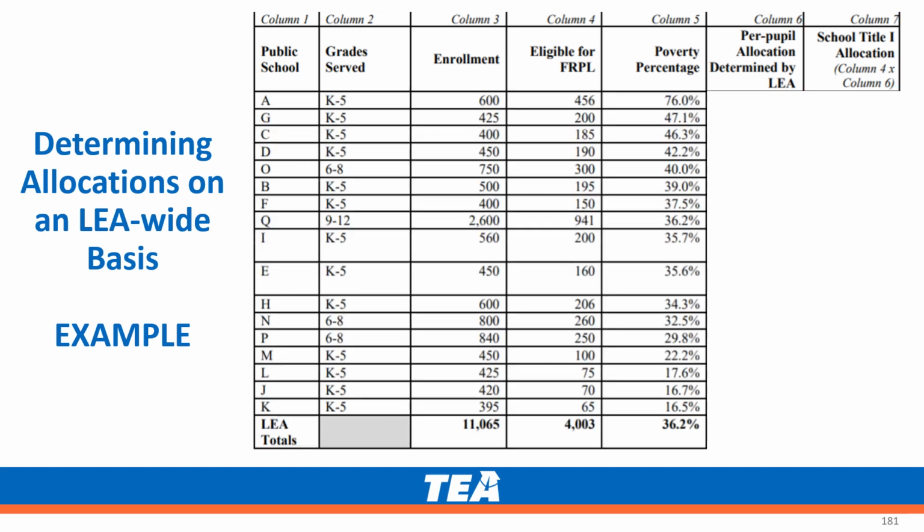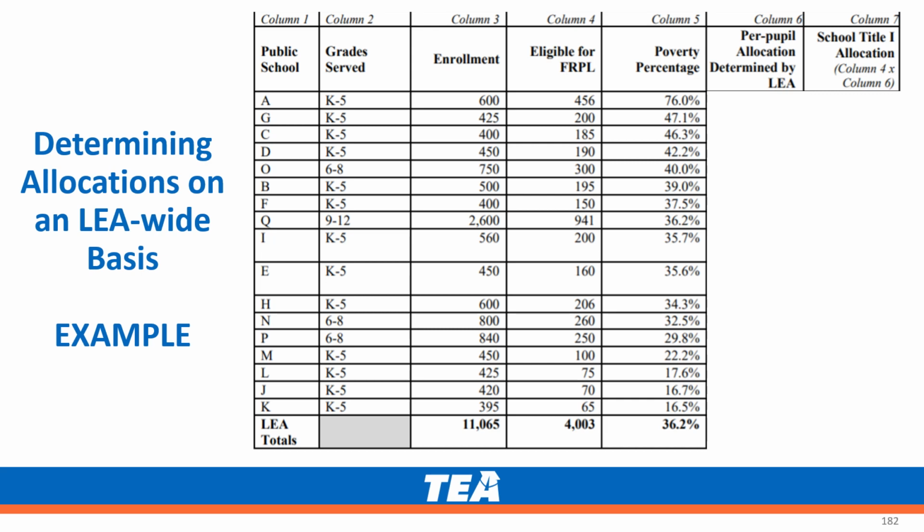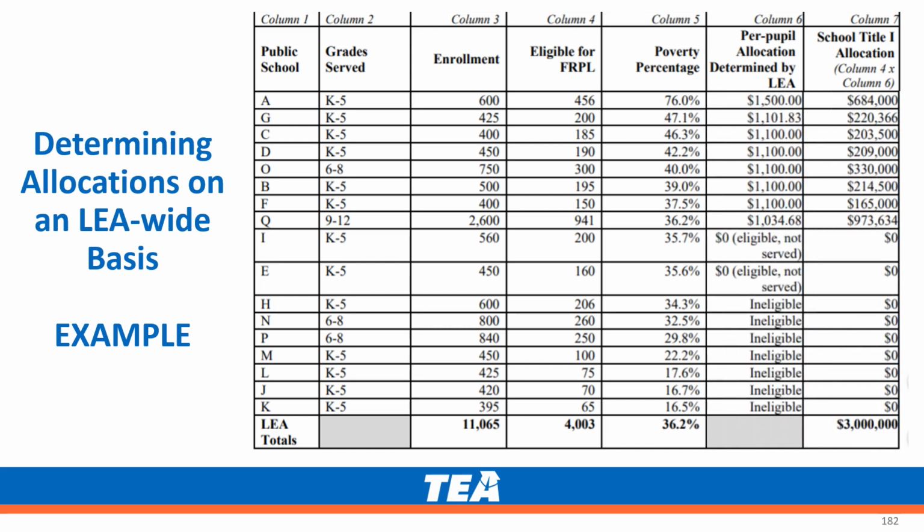Let's now take a look at the data per campus. Let's take a look at column 5, poverty percentage. Let's determine which campuses meet the Title I Part A eligibility requirements. The LEA low income percentage in this example is 36.2. Let's now take a look at the rest of the data in this table.